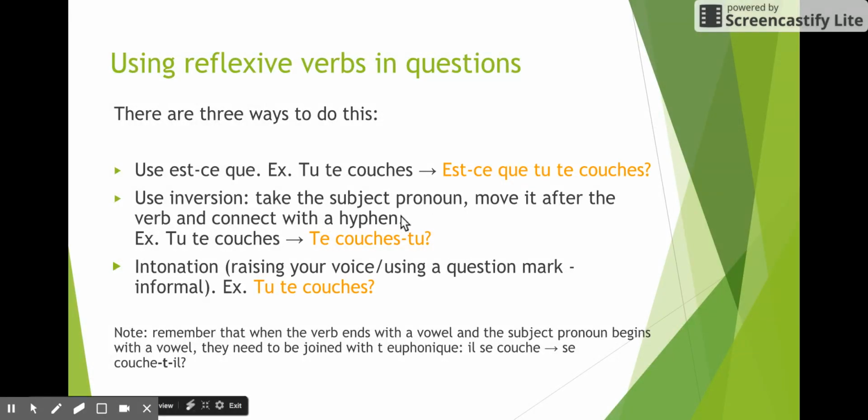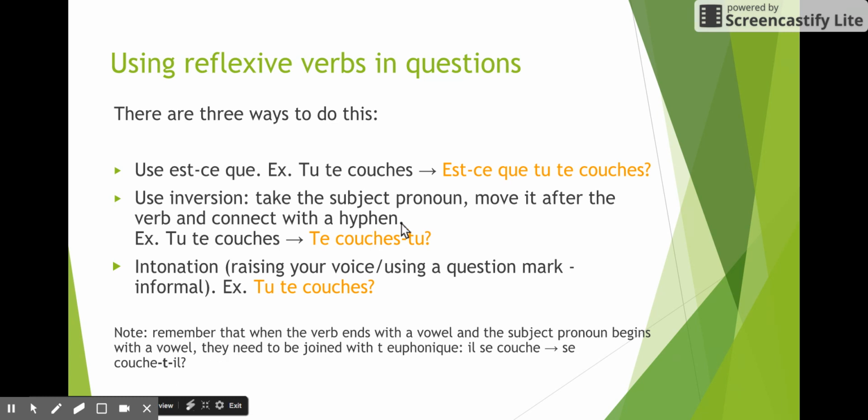The second way, which is quite formal and it is the most difficult way to formulate a question, is using inversion, which means that we change the word order, but we don't add in est-ce que. So tu te couches, what we do is we take the subject tu and we put it after the verb with a hyphen. Te couches-tu? This is quite formal and it can get difficult, as you see at the bottom. When you have 2 vowels together, you have to separate them with a t.